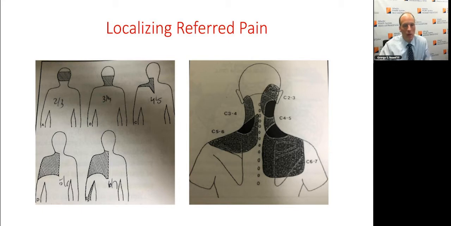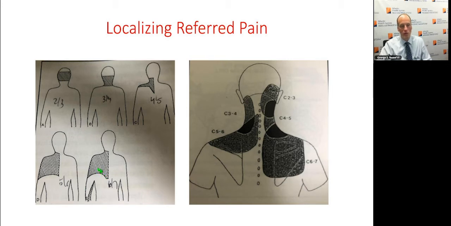This was a study done by an interventional pain doctor where they injected a noxious stimulus into the different discs. When they did C2-3, this was the referral pattern. At C5-6, this was the referral pattern, and at C6-7, this was the referral pattern with some coming down into the arm. Notice that C5-6 and C6-7 are very similar, with C6-7 going down a little further.